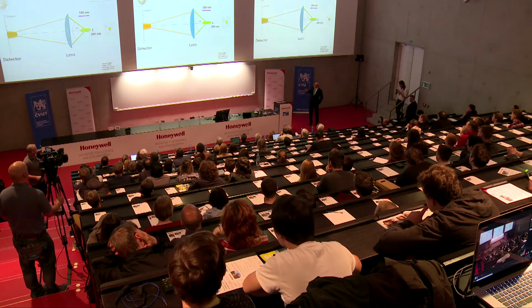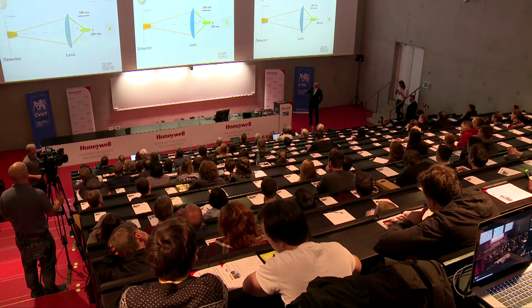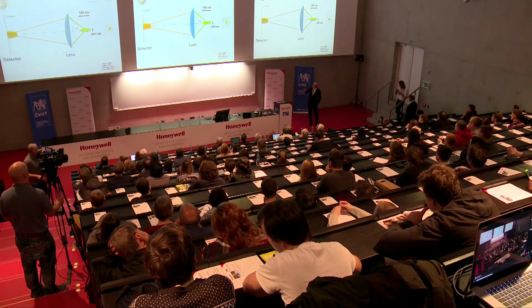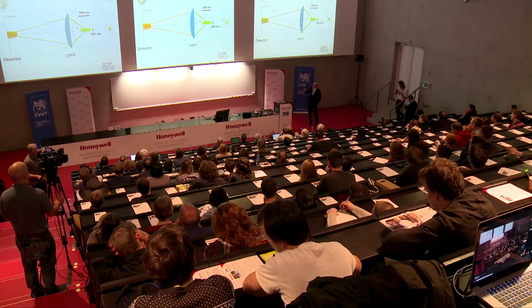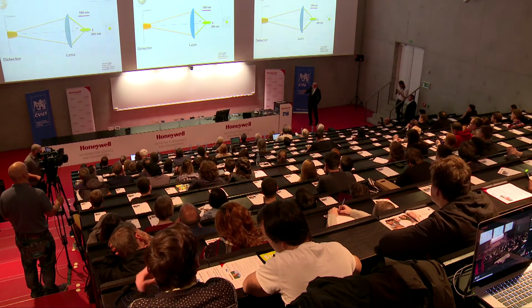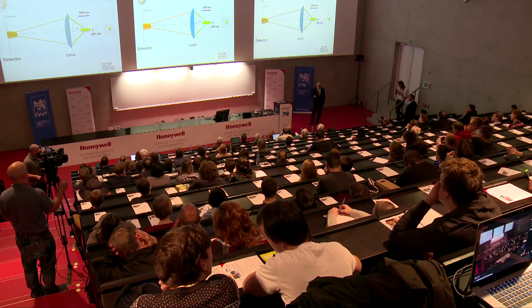So this is twice the sine of this half angle here. This is a number like 2 or 3. Wavelength is something like 400, 500, 600, and so you end up with the 200 nanometers.